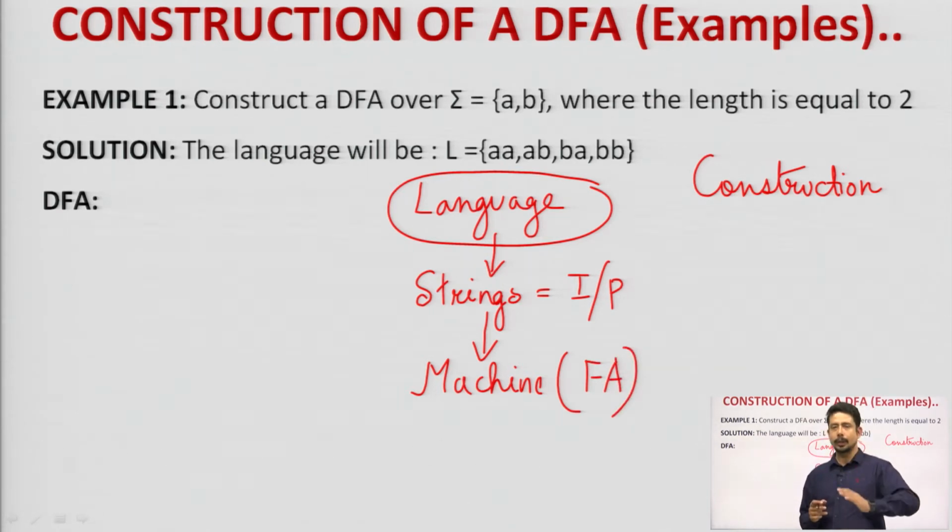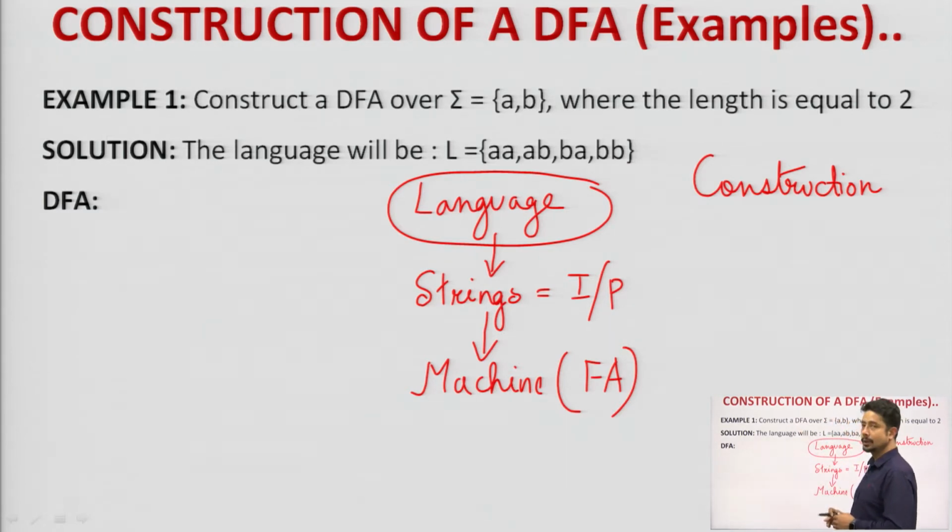We will be looking into the hierarchy properly in the upcoming lectures, but right now we are concentrating on the preliminary machine, that is your finite automata, that is your DFA, deterministic finite automata. So, students, if you have missed the first 2 video lectures, please go through them, otherwise you will not be able to understand this construction part. Now, let us check how to construct this.